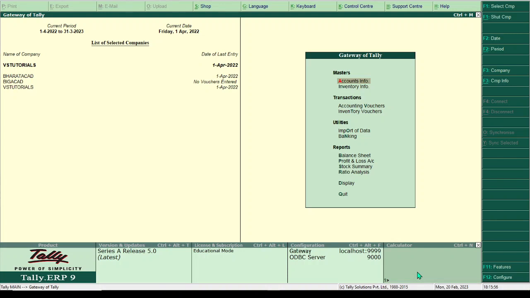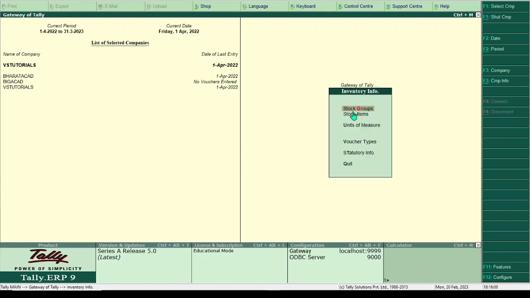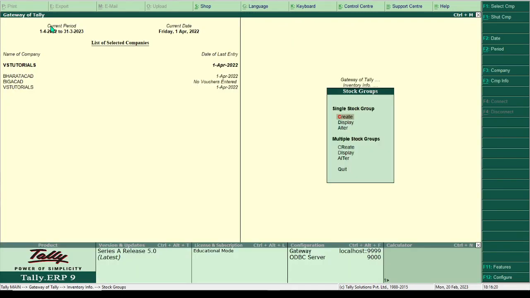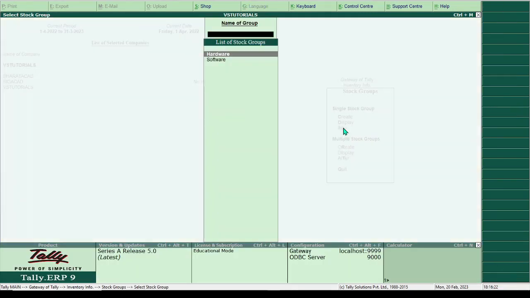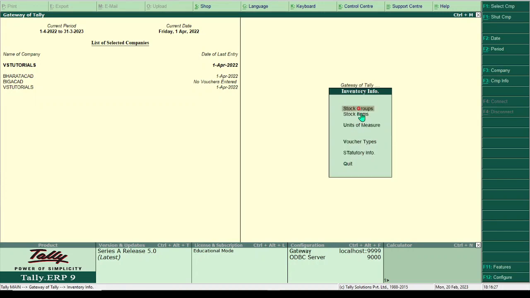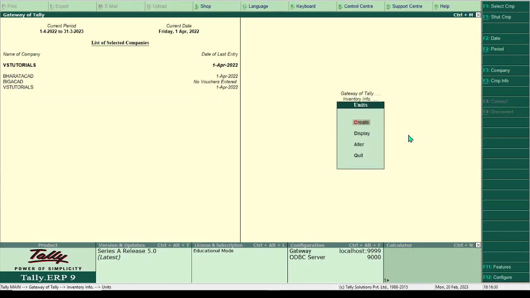So we will now create stocks for our shop. Let us create some stock for our shop by going inside inventories info, stock group, and creating the stock name hardware. So we have successfully created a stock name hardware, and now we will create units of measurement.